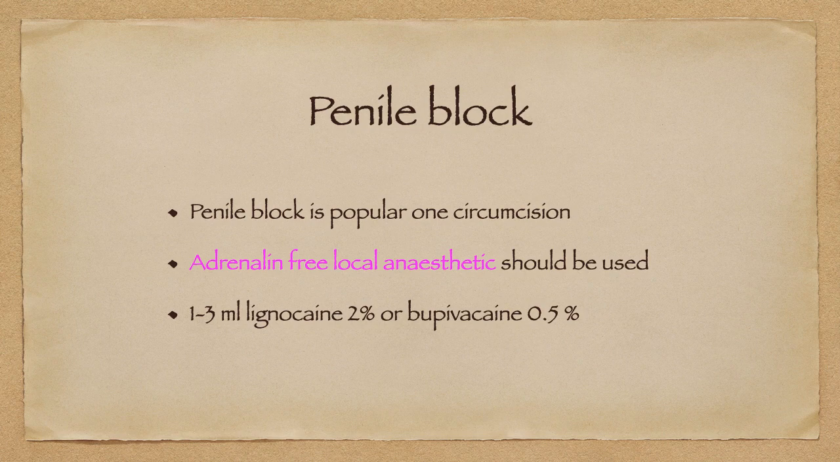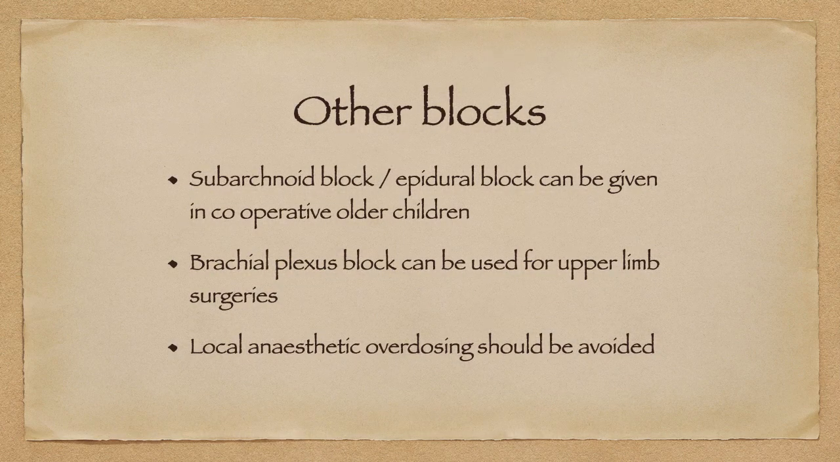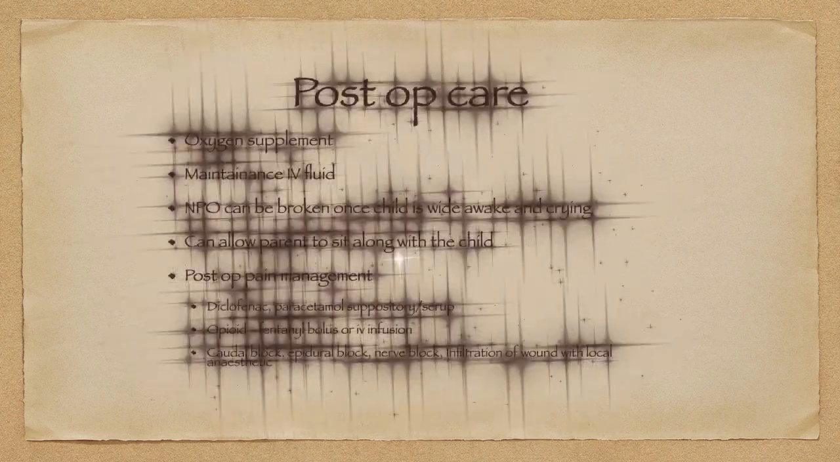Penile block is another popular block. Penile block can be used for circumcision. Adrenaline-free local anesthetic should be used. 1 to 3 ml of lignocaine 2% or bupivacaine 0.5% can be used. Other blocks like subarachnoid block and epidural block can be given in cooperative older children. Brachial plexus block can be used for upper limb surgeries, especially for pain relief. Local anesthetic overdosing should be avoided.